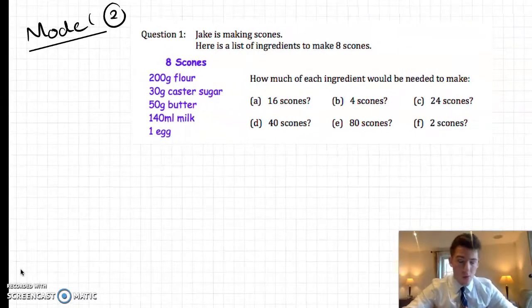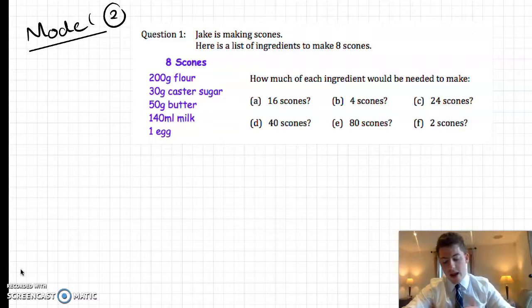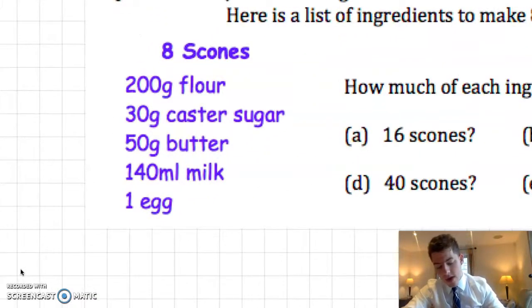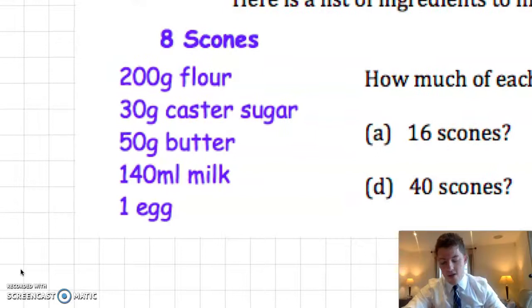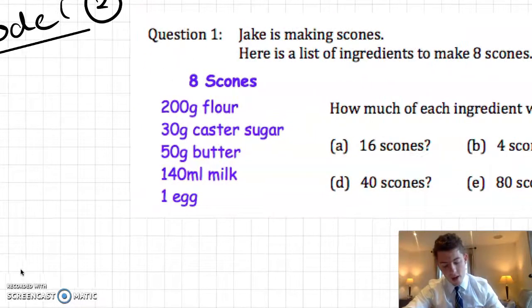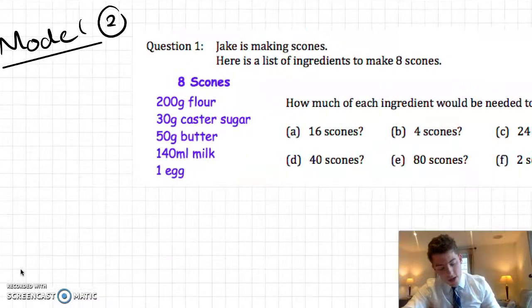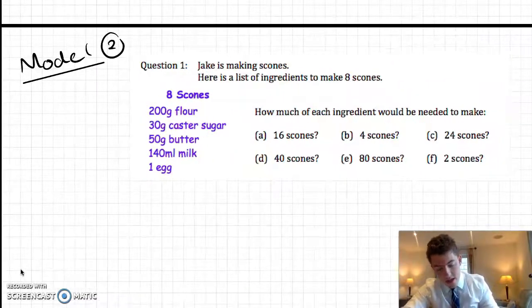Okay, this is a bit of proportion now. Jake is making scones. And here's a list of ingredients to make 8 scones. So we need 200 grams of flour, 30 grams of caster sugar, 50 grams of butter, and so on. 140 mils of milk and 1 egg. Ooh, great. Okay. Well, 16 scones. How much do you need for each ingredient to make 16 scones?